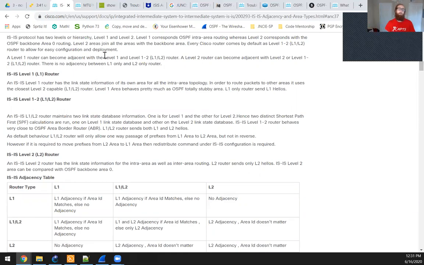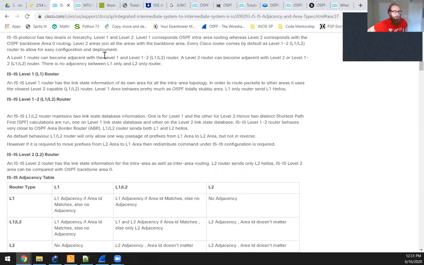An L1/L2 router is kind of the equivalent of an ABR in OSPF, but an ABR is not specifically called an ABR, it's just a router with interfaces in more than one area. ISIS is different because it's not per interface, it's per device. So an ABR is essentially created by configuring a router to be L1 and L2 capable. A level 1 area behaves pretty much as an OSPF totally stubby area. An L1-only router sends L1 hellos.